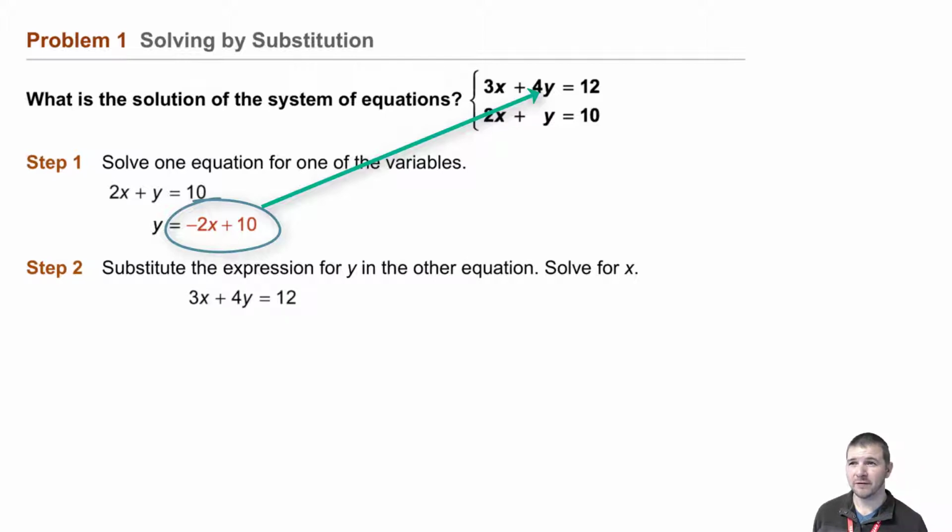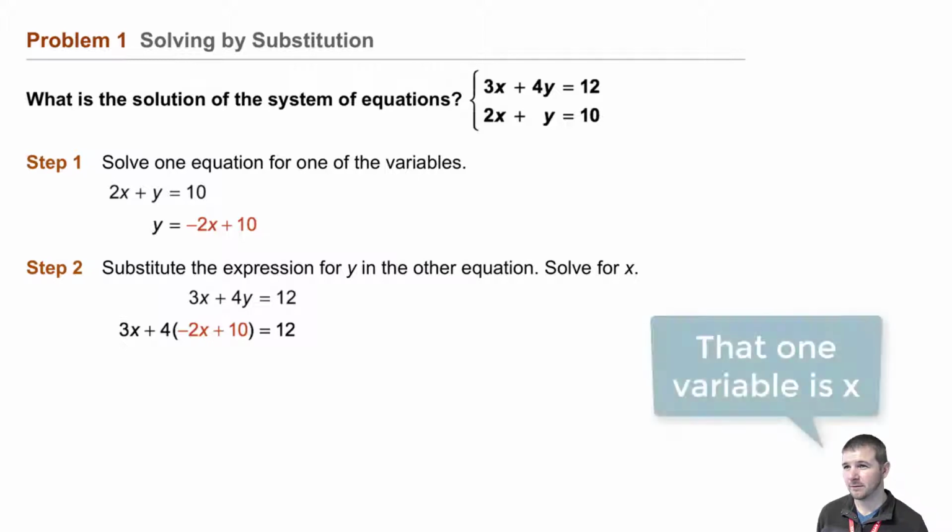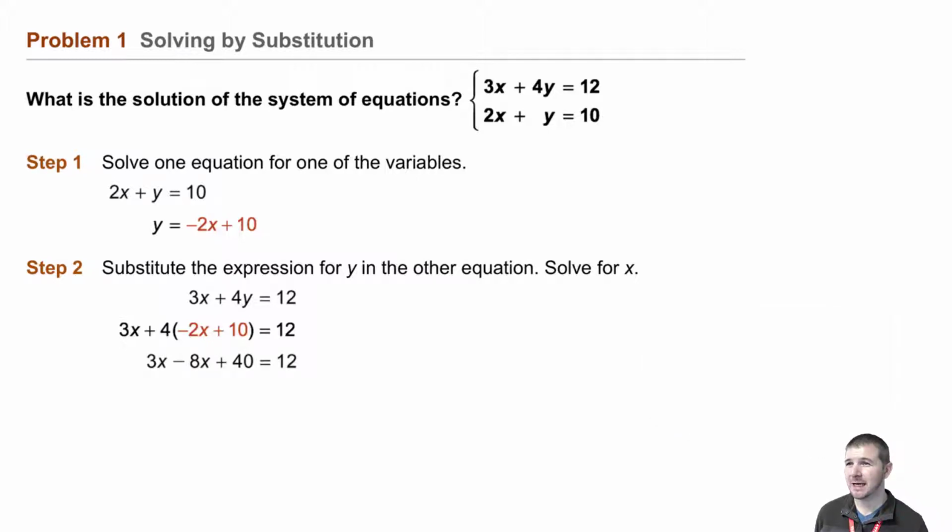So our other equation, the first one, was 3x plus 4y equals 12, but now substituting an equivalent expression for y, we rewrite that as 3x plus 4 times the quantity negative 2x plus 10 equals 12. Then we work to solve for x. What we've done here is establish an equation that only has one variable. 3x minus 8x plus 40 equals 12, or x equals 5.6.